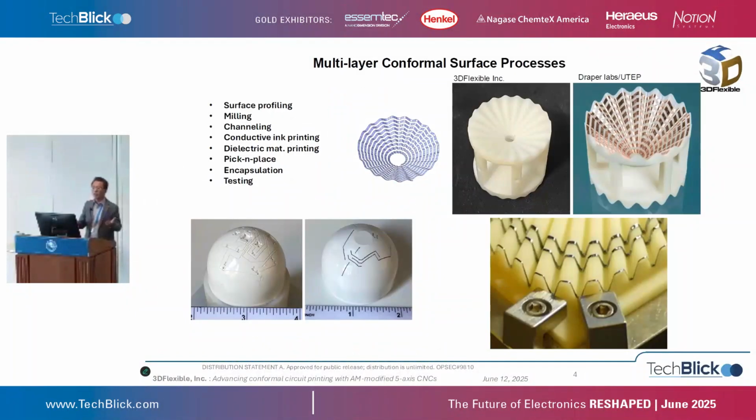So what kind of conformal surface do you want to do? You need to profile the surface, mill the channels, and print the conductive ink in that channel. You might have to put in some dielectric material to cover up the circuits. Pick and place the components, and then encapsulate, and you also have to create testing ports for your system.